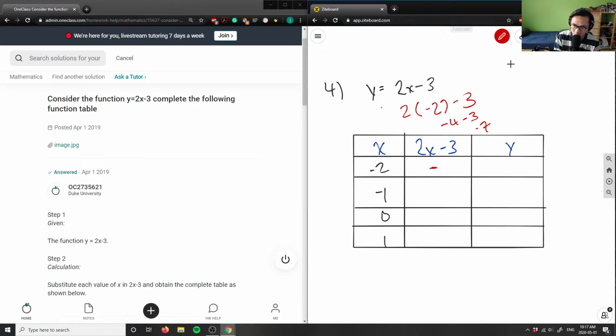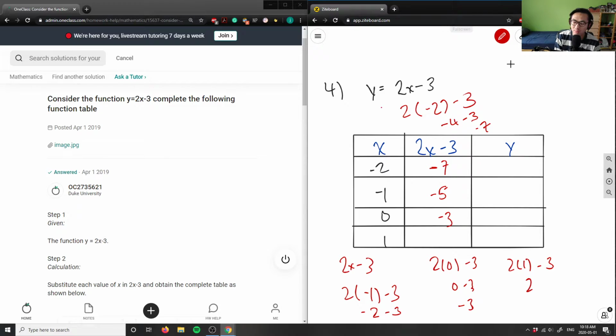So my first point here is -7. I can do the exact same thing with -1. I take 2x minus 3: 2 times -1 is -2, minus 3, which is -5. I can do the same thing with 0: 2 times 0 minus 3 is -3. And finally, I can do the same for 1: 2 times 1 is 2, minus 3 is -1.